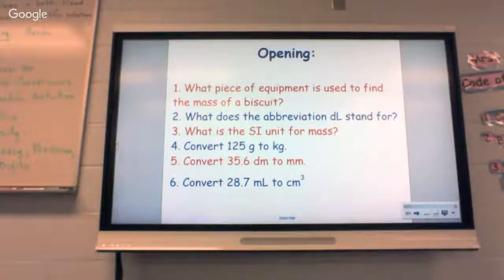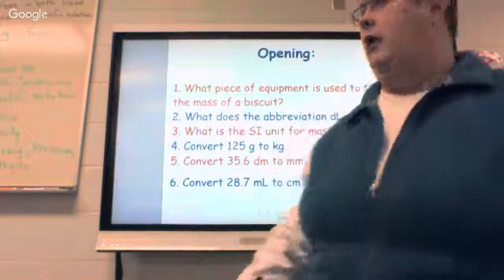Beam balance. Number 2, what does the letter DL stand for? Deciliter. What's the SI unit for mass? Kilogram. All right, so number 4, we're going to convert 125 grams to kilograms.